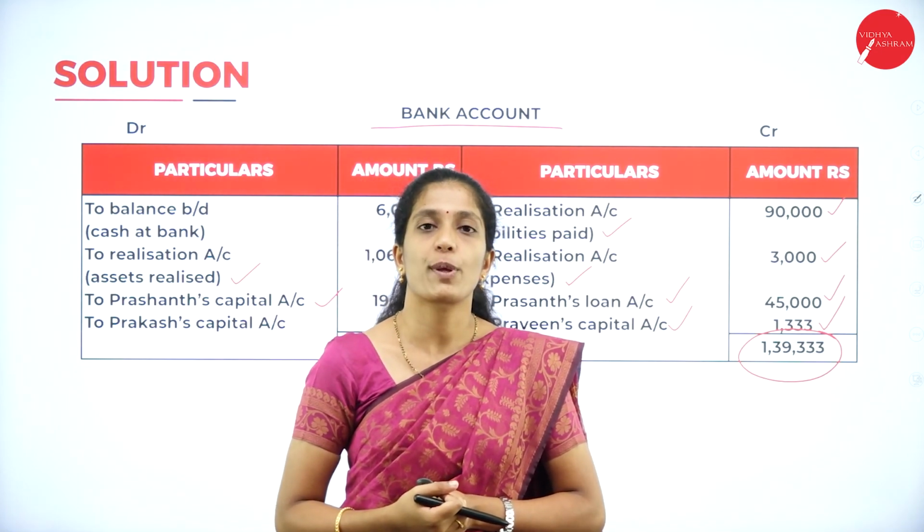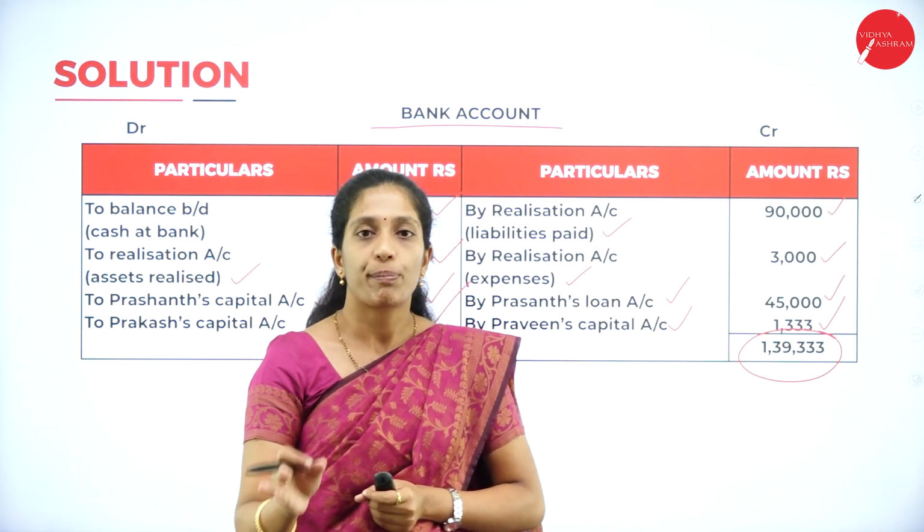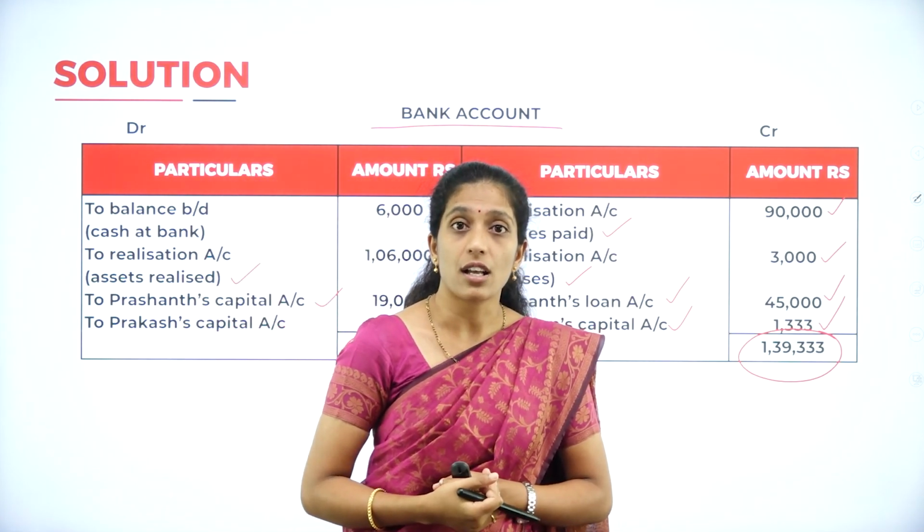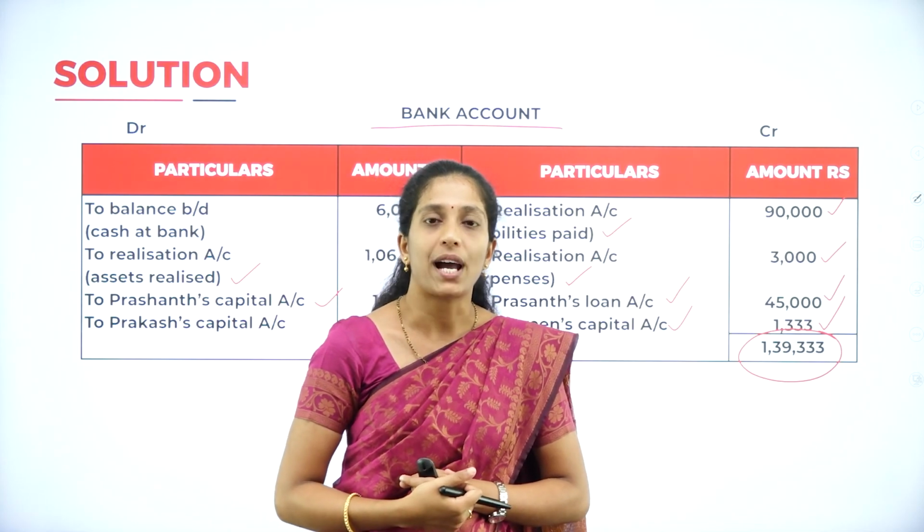So this is a simple problem where you have to properly understand and prepare the necessary ledger accounts. So what are the accounts to be prepared? Realization account, partners' capital account, and if any partner has provided a loan, then partners' loan account, then bank account.